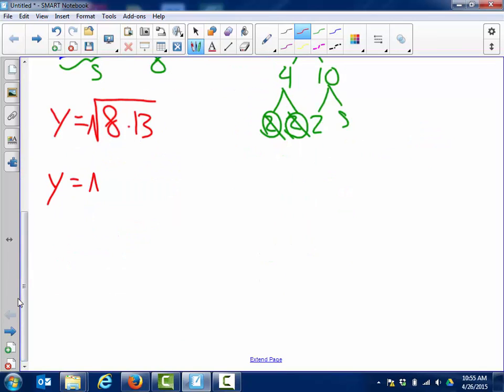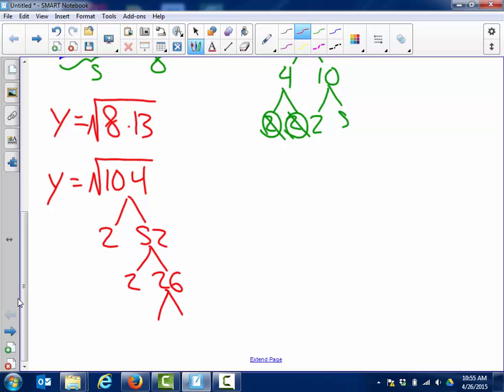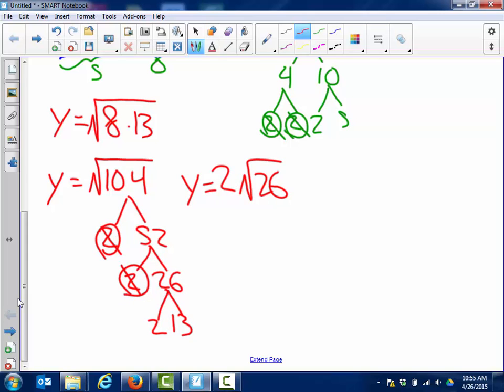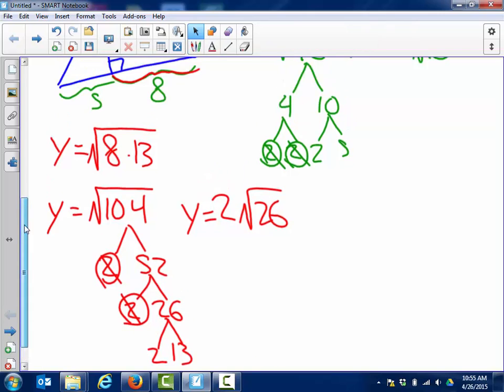So y is equal to the square root of 104, which breaks down as 2 and 52, 2 and 26, 2 and 13. You've got a pair of 2's. One 2 comes outside the radical, so this is y equals 2 radical 26 for the length of that y.